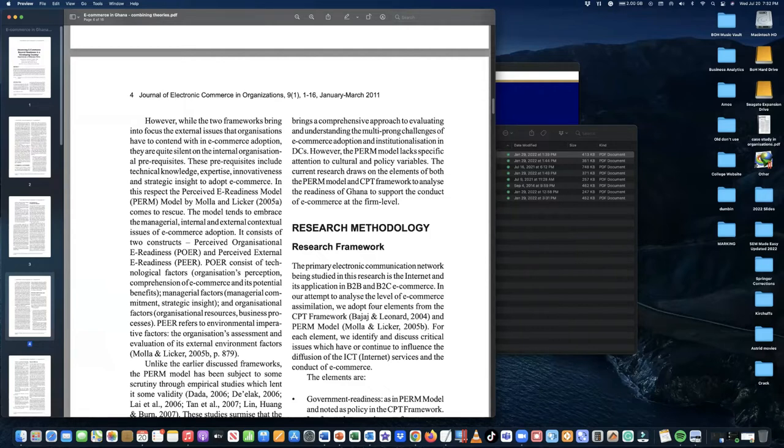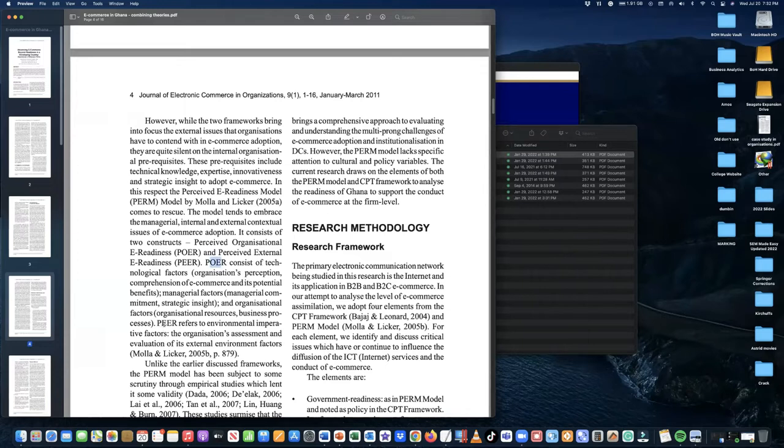Okay. So the POER consists of technological factors. That's the organizational one. He has combined technological factors. He didn't separate the technology from the organization as the TOE does, but this one doesn't do that. He considered the organization to be the one who owns the technology already. So you look at the technology factors, that's organization perception and comprehension of e-commerce and its potential benefits; managerial factors, managerial commitment and strategic insight; and organizational factors, organizational resources and business processes. That makes the whole part. So the whole part of readiness means that you need to be technologically ready, managerially ready, and organizationally ready. That's the POER.